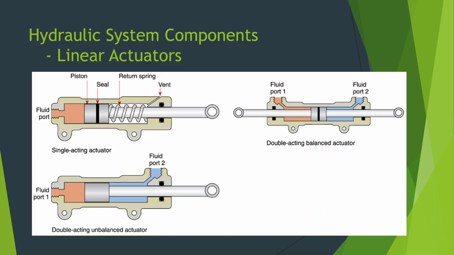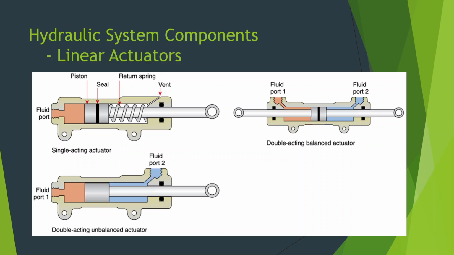So this top left here is a single acting actuator. You can see that we have a kind of a piston in the middle with a seal going to the output shaft. Fluid is able to come in the left side, and then here we have a return spring that would push it back to the left on the right side of it. And so that's single acting.